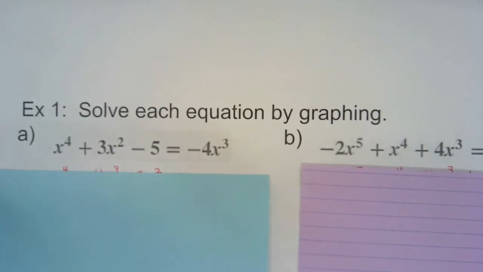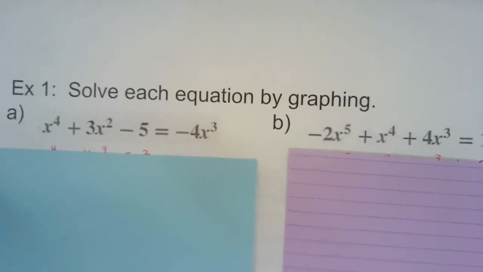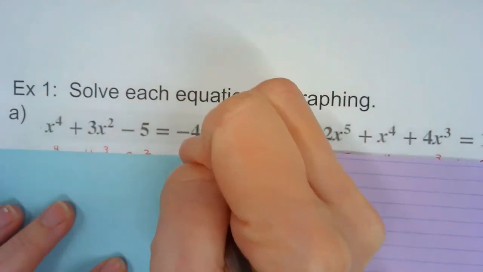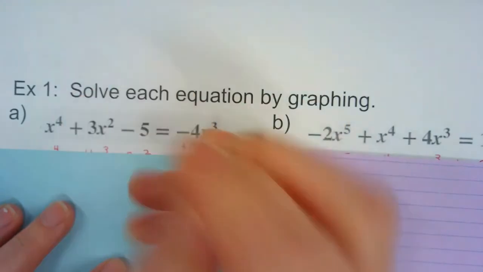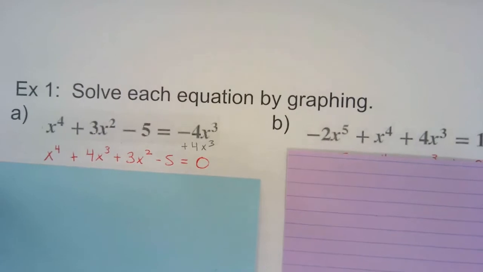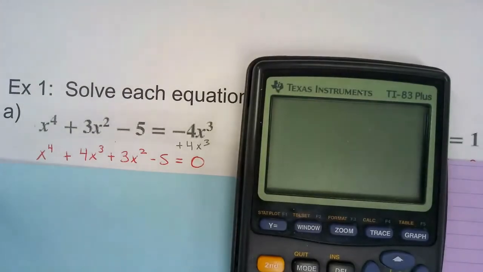Okay, so just like before, we have to make sure that it says y equals, so you want to make sure everything is shifted to one side. So I went ahead and added my 4x to the third over to this side, and that's where I got this polynomial. And then I'm getting ready to plug it into my graphing calculator.